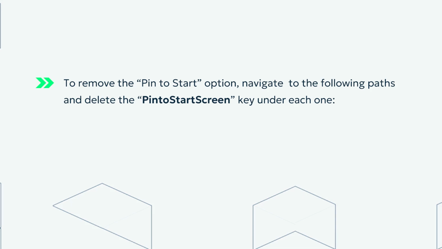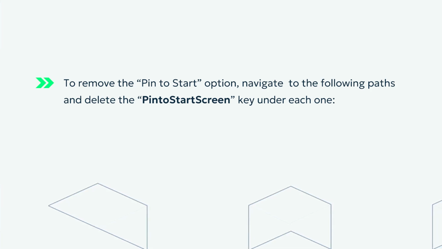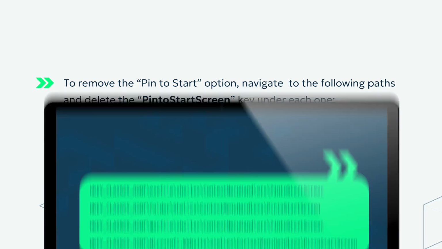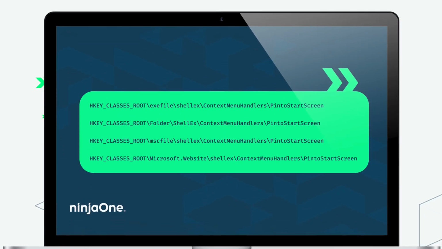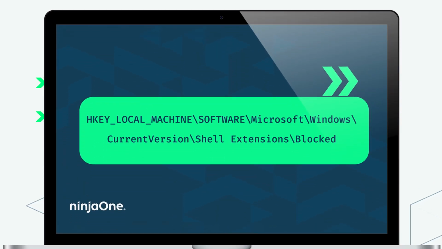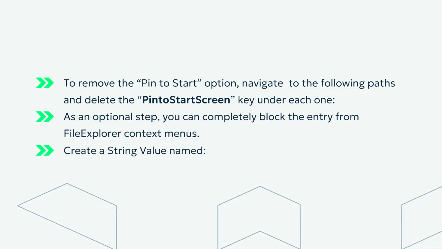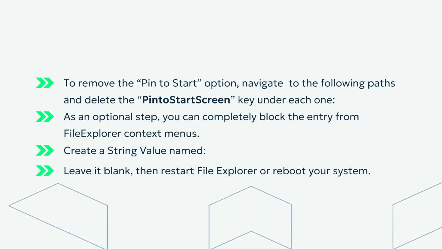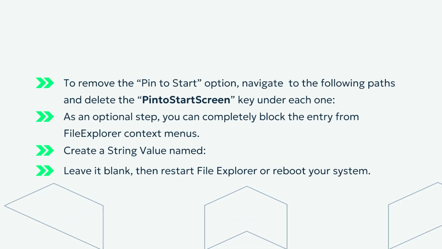To remove the Pin to Start option, navigate to the following paths and delete the Pin to Start screen key under each one. As an optional step, you can completely block the entry from File Explorer context menus. Create a string value named. Leave it blank, then restart File Explorer or reboot your system.